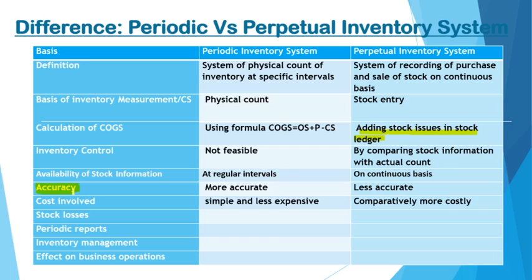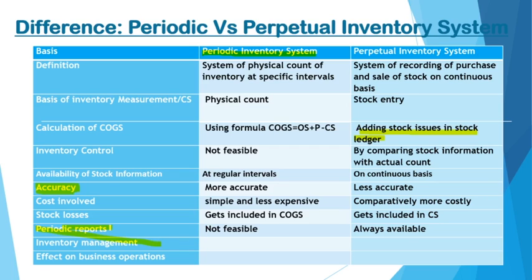It's simple and less expensive in case of periodic system, but in perpetual system it is comparatively more costly. Stock losses get included in the cost of goods sold in case of periodic system, and in case of perpetual system it is in the closing stock. Periodic reports, of course, are not feasible in the periodic system, but under perpetual system these are always available. You can see the irony here. It's a periodic system, but you cannot have more frequent reports. Periodic reports basically means frequent reporting. Now, inventory management is not possible under periodic system, but it is there in perpetual system.